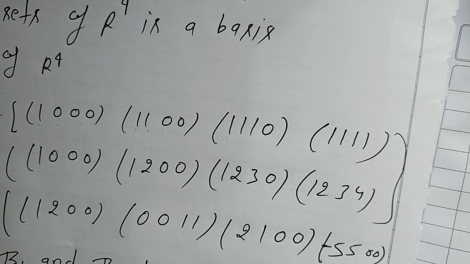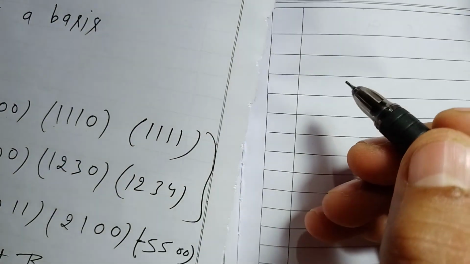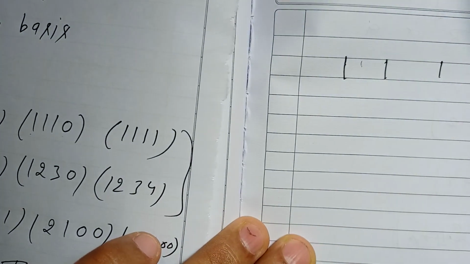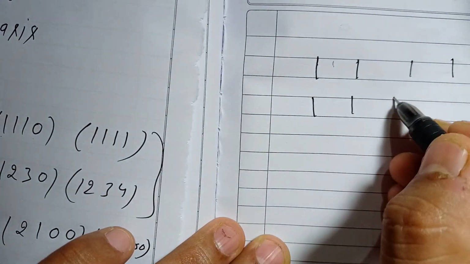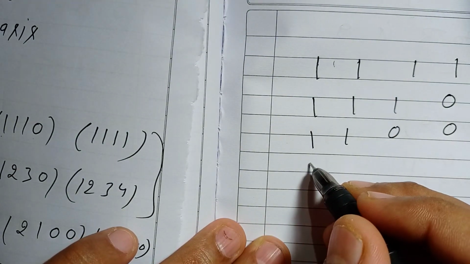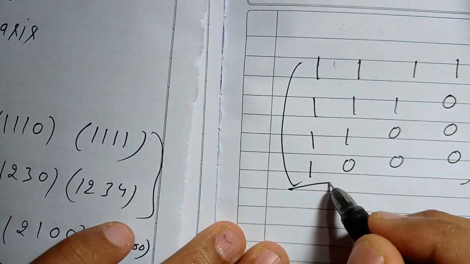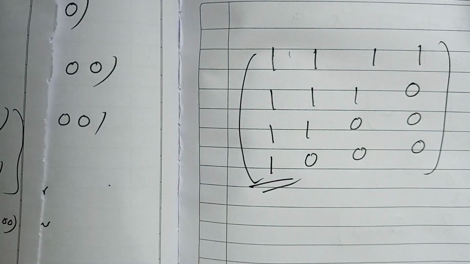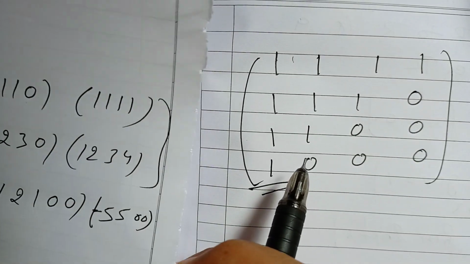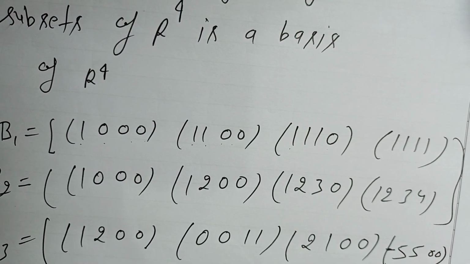So if you write the row echelon form, let me write the row echelon form here. We'll have the first vector 1 1 1 1, second vector 1 1 1 0, third 1 1 0 0, and fourth 1 0 0 0. If you see, this is already in row echelon form. So this is an independent set. So B1 is an independent set, so it forms the basis.